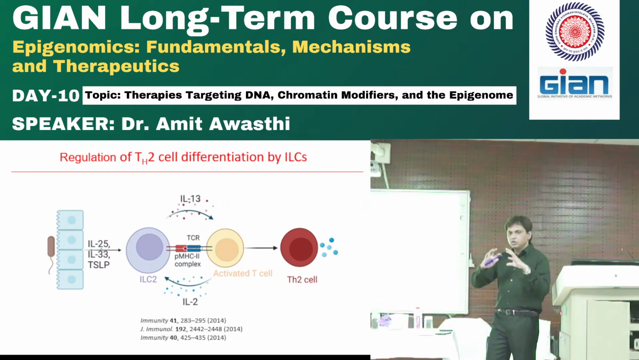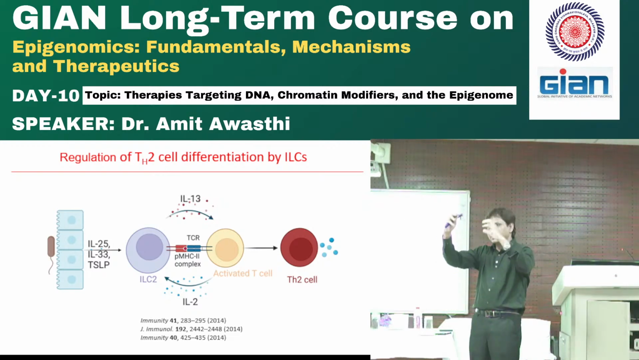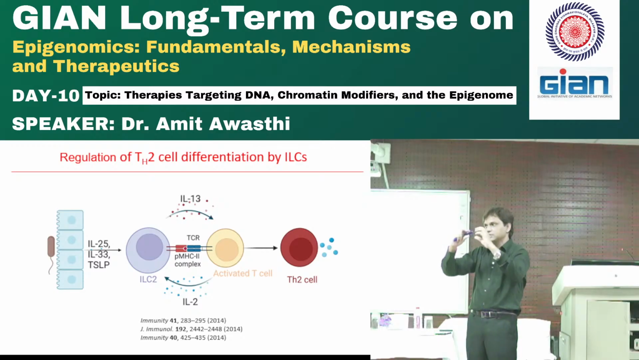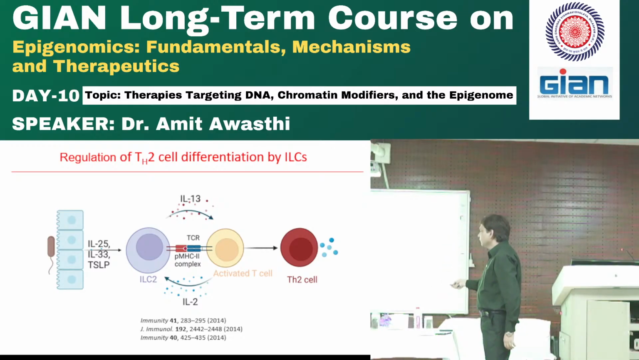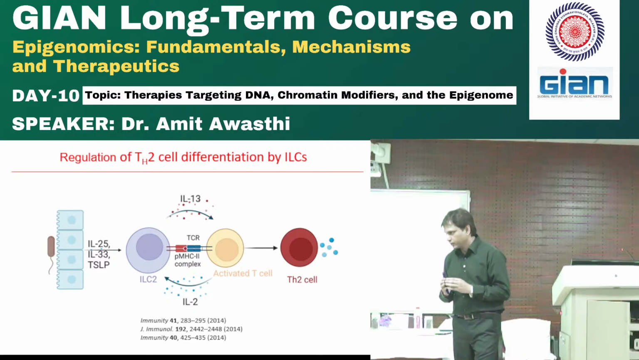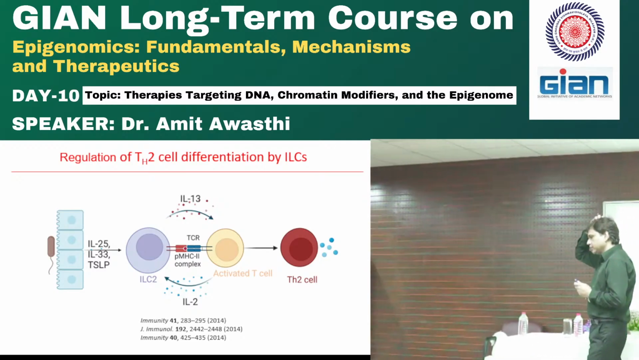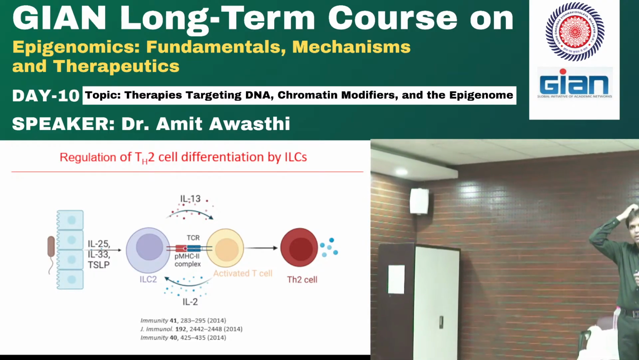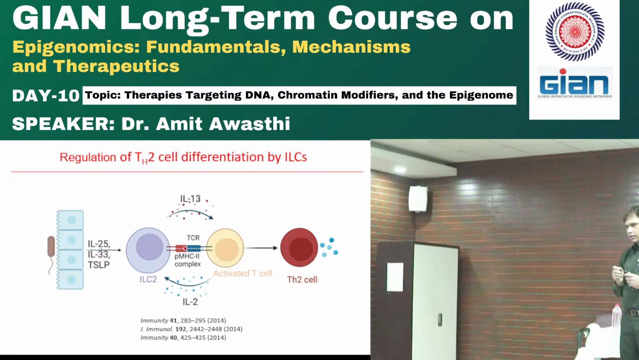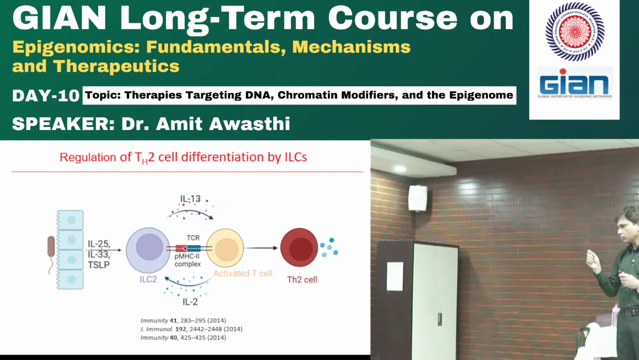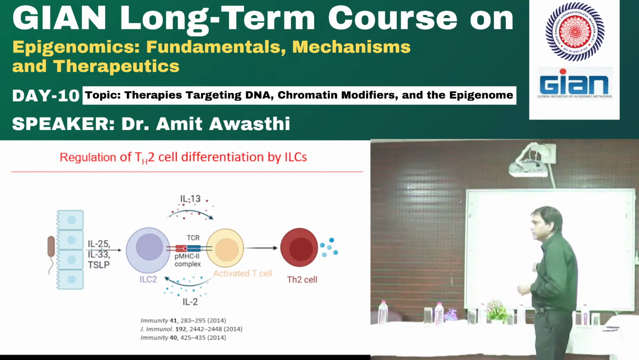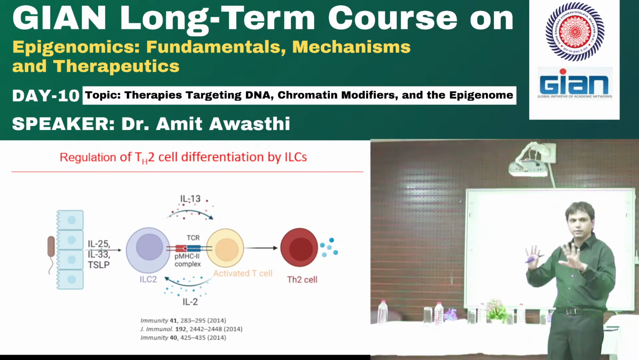So this is the whole pathway, which is complex. I tried to break it into pieces. This is another way by which ILC2, or innate lymphoid cells, are activated. Innate lymphoid cells don't require TCR activation or MHC molecules. They can be activated by the cytokine itself. So these cytokines can directly activate ILC2 without a T cell receptor.